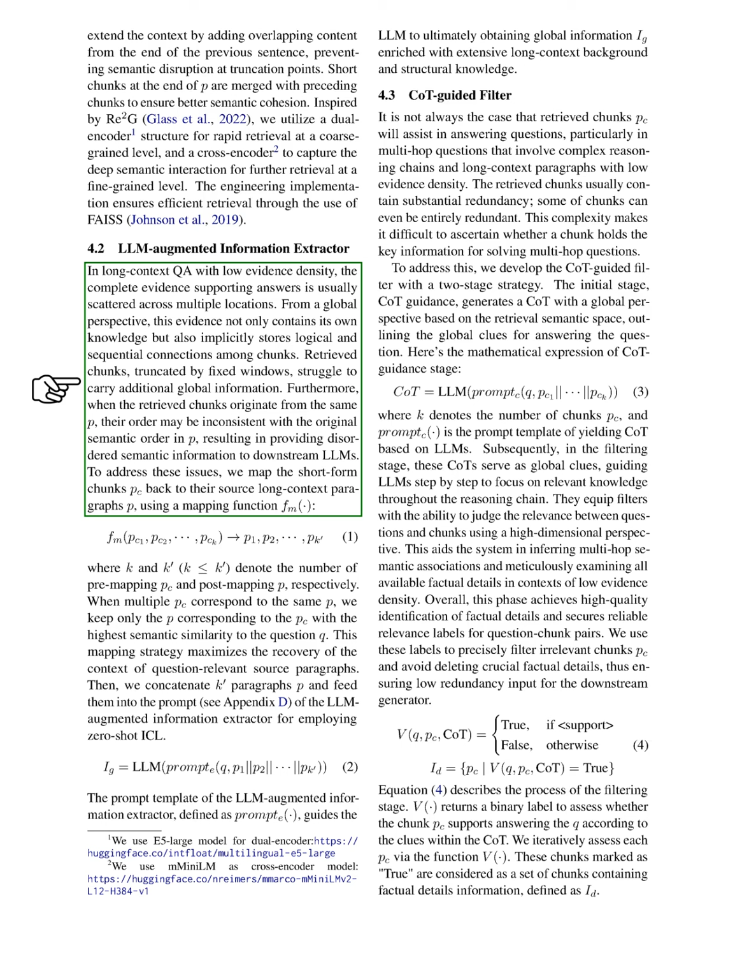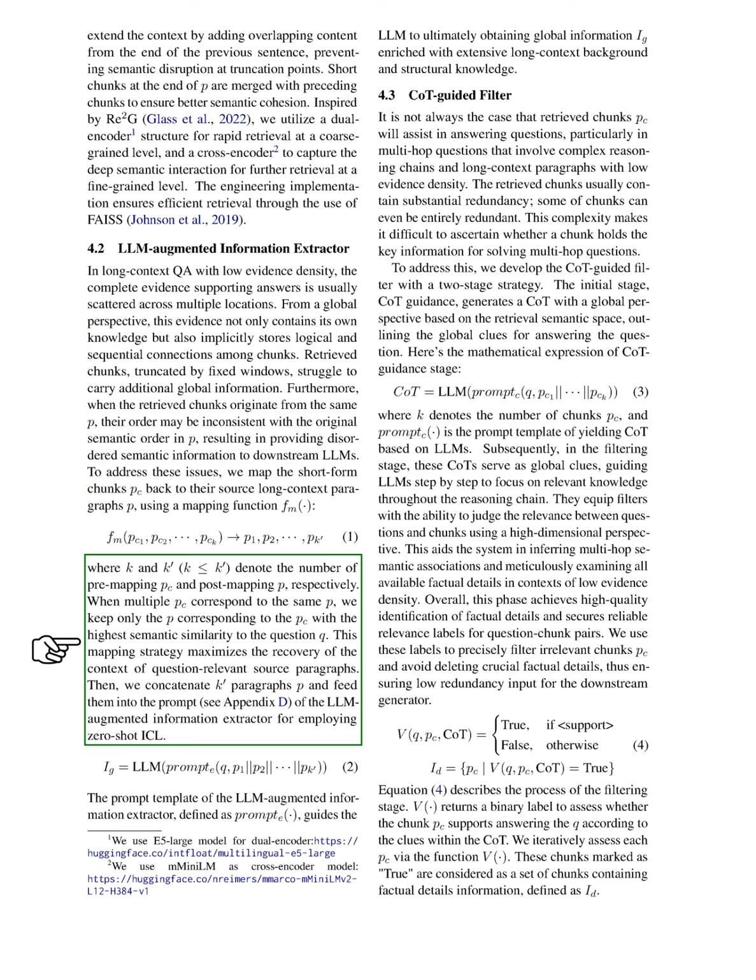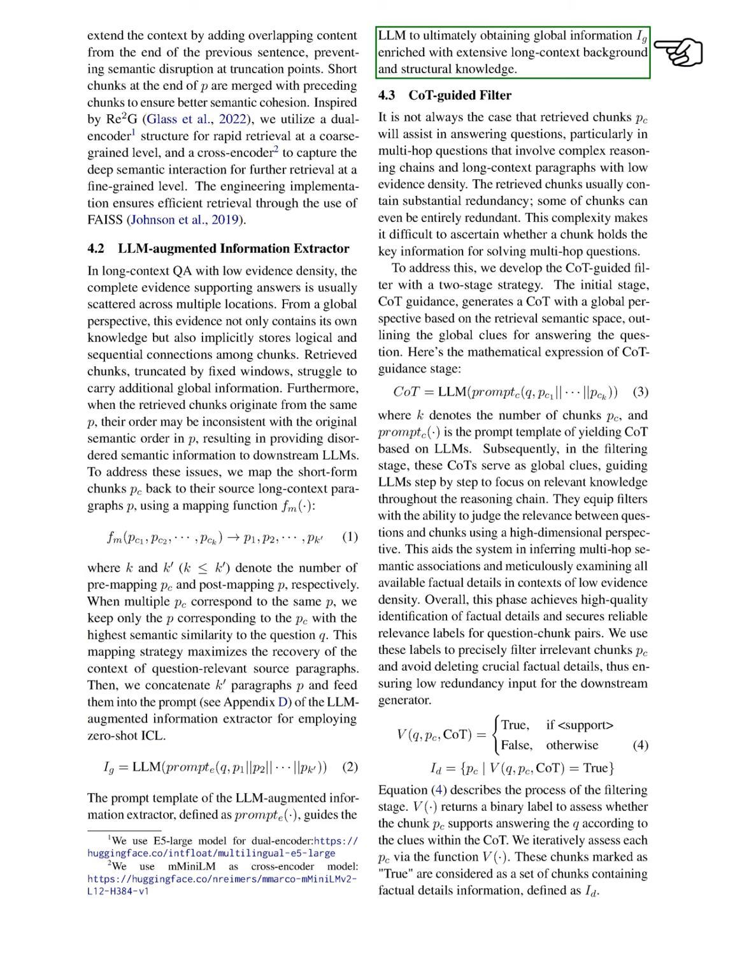To solve this, we map the short chunks back to their original long context paragraphs using a mapping function. We keep only the paragraph that has the highest similarity to the question when multiple chunks correspond to the same paragraph. This strategy helps us recover relevant context effectively. We then combine these paragraphs and input them into the prompt of our LLM-Augmented Information Extractor, which uses zero-shot in context learning. The prompt guides the model to gather global information enriched with background and structural knowledge. We also introduce a COT-guided filter to improve the relevance of retrieved chunks, especially for complex multi-hop questions.